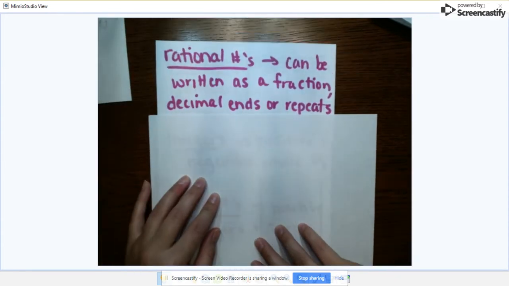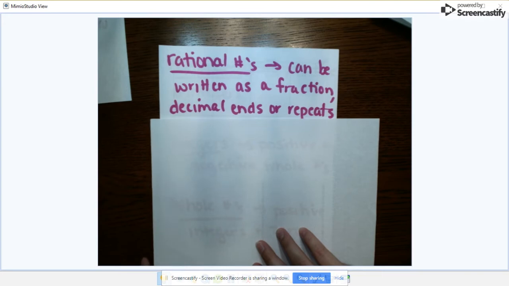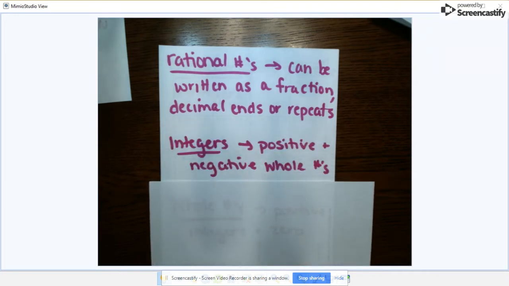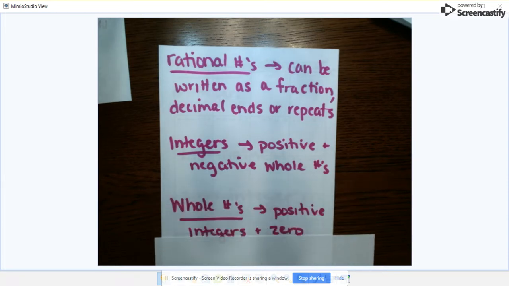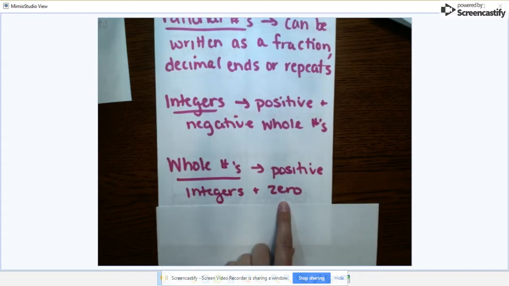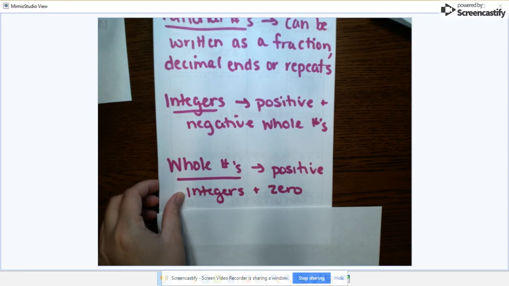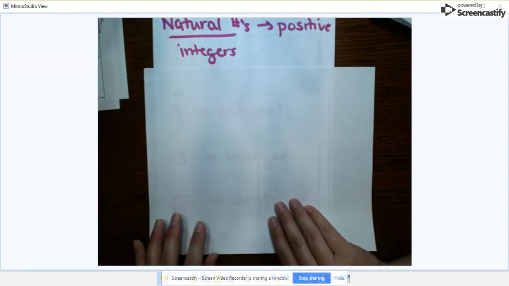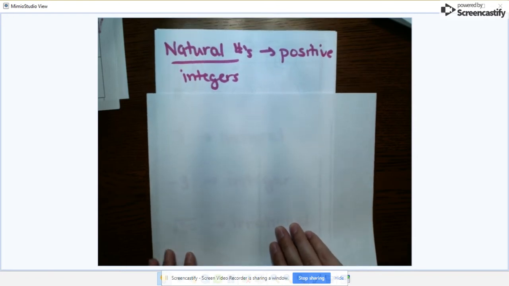Rational numbers, on the other hand, can be written as a fraction. It could have a decimal, but the decimal will end or it will have a pattern to it. Integers are positive and negative whole numbers, meaning that they don't have any decimal. And then whole numbers are positive integers, but we also include 0, so 0 on up. Lastly, we have natural numbers, which is strictly positive integers, so 1, 2, 3, 4, 5, etc.